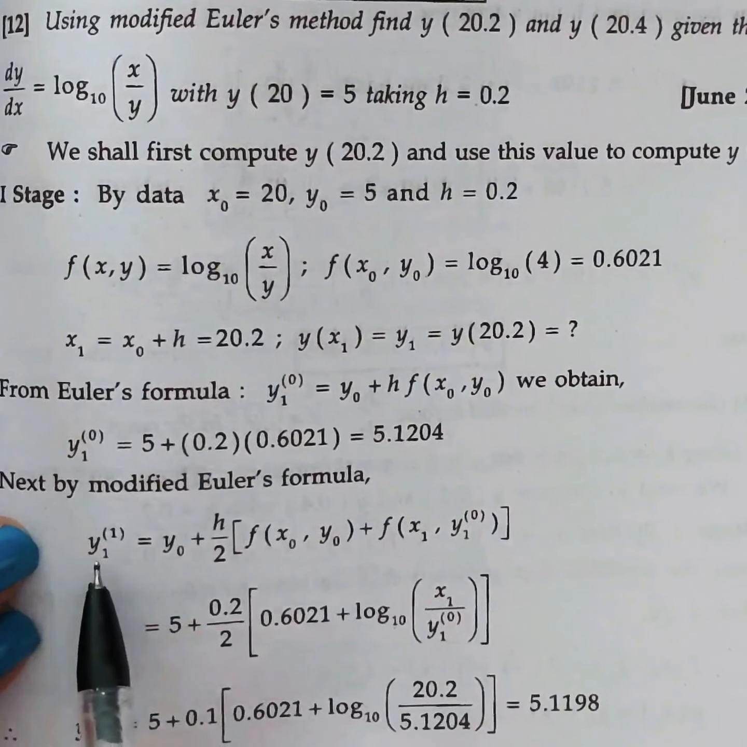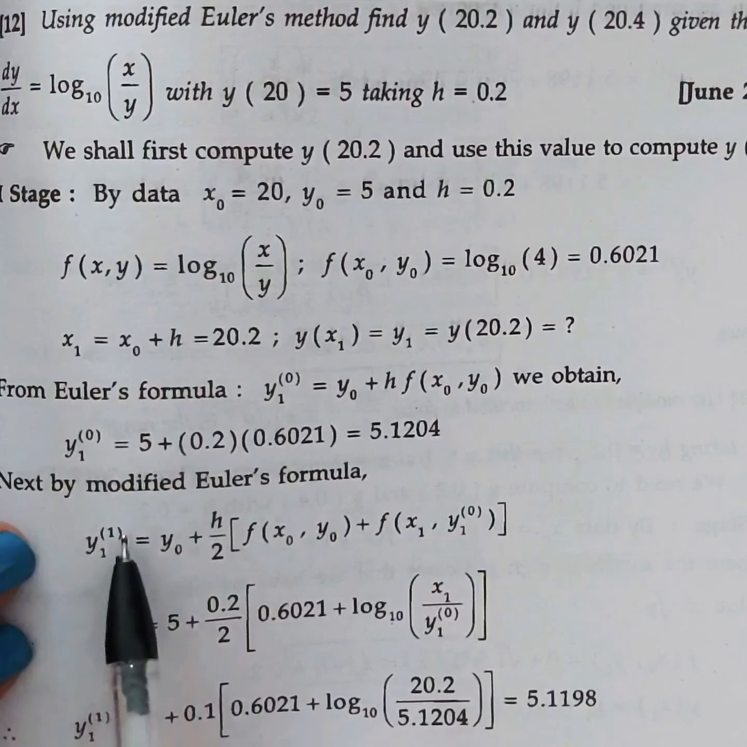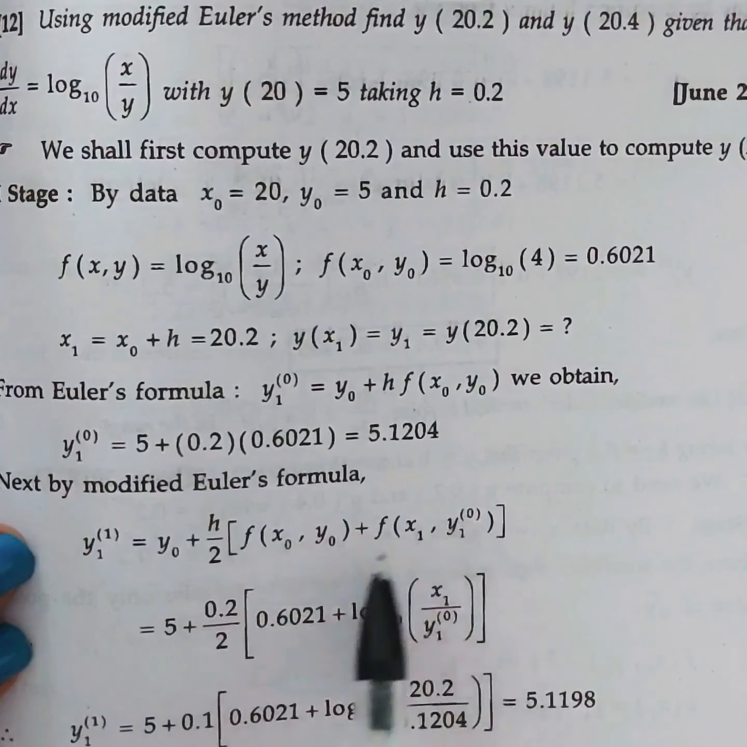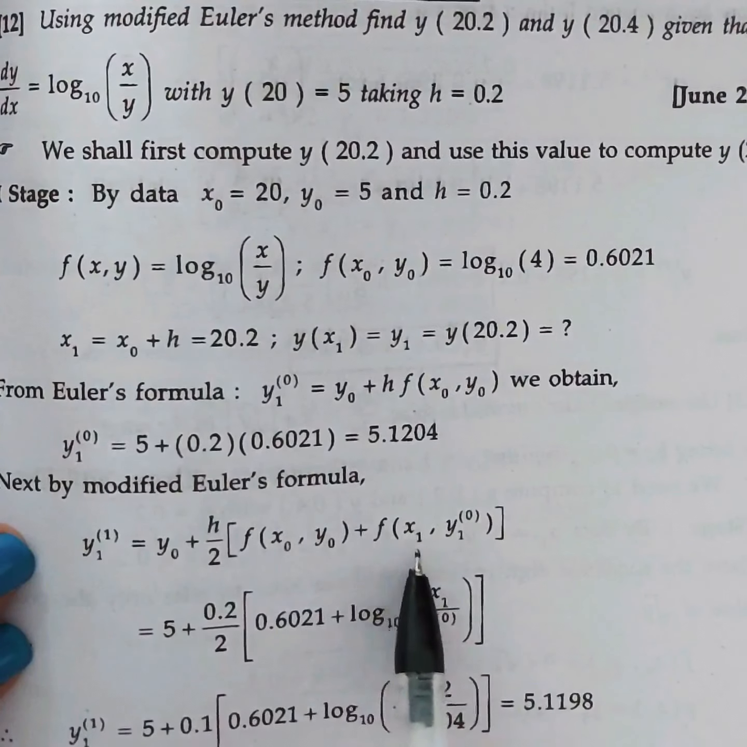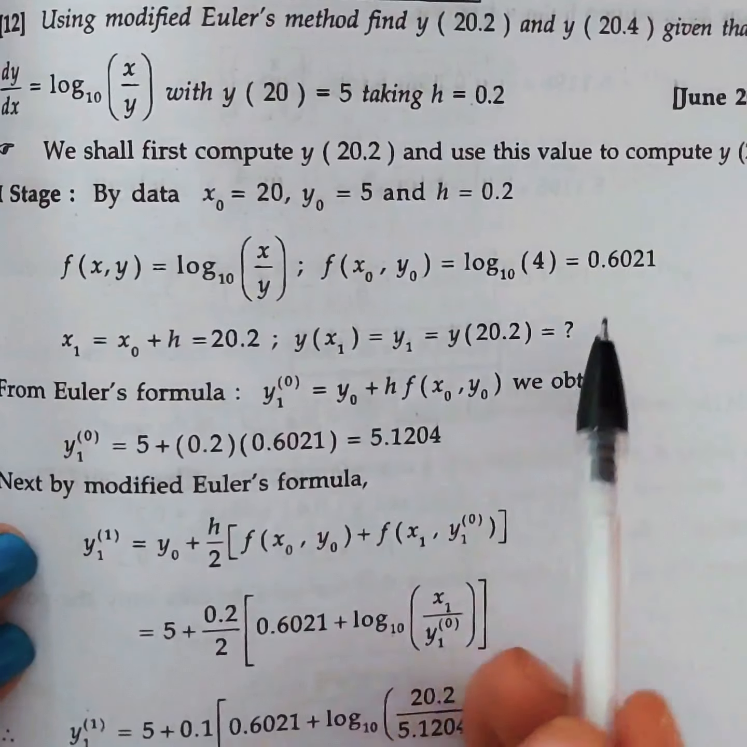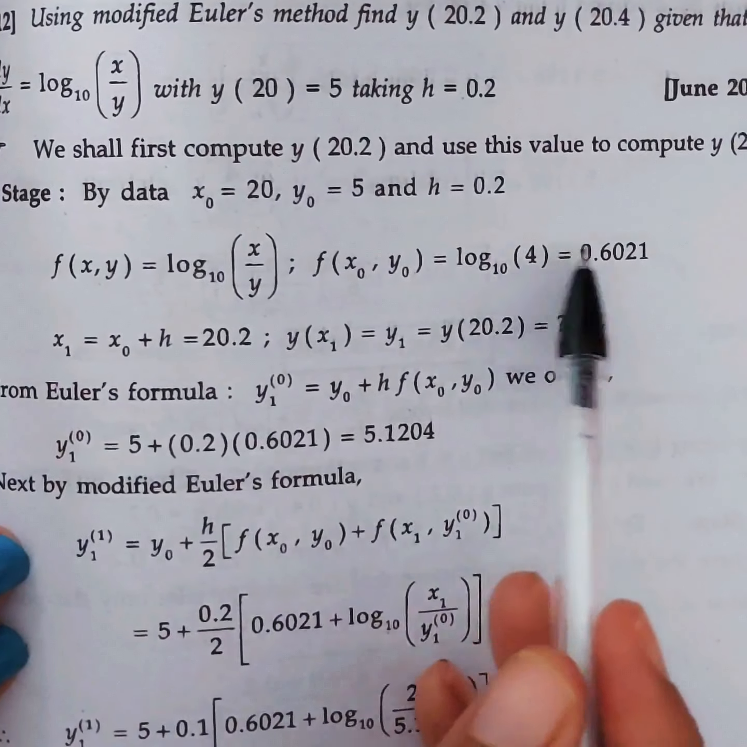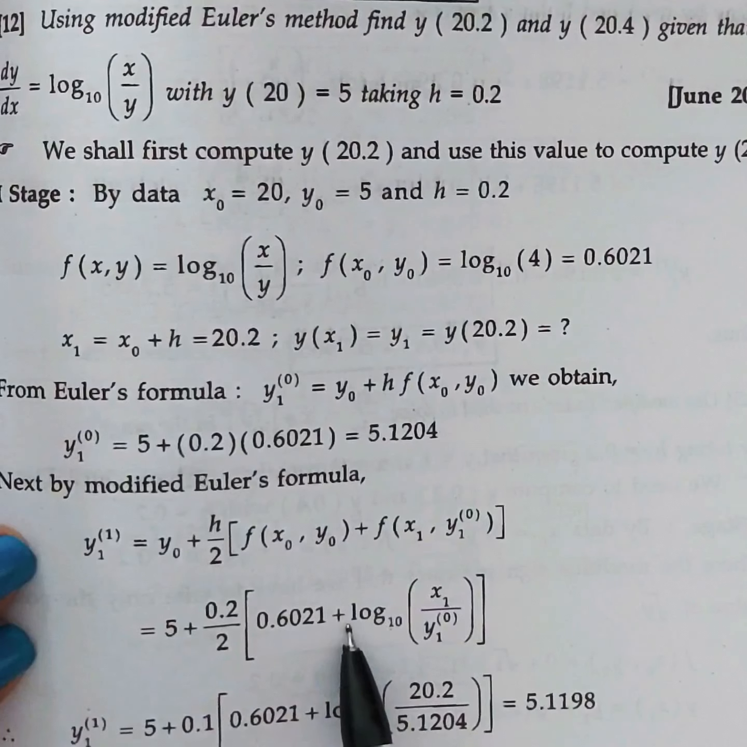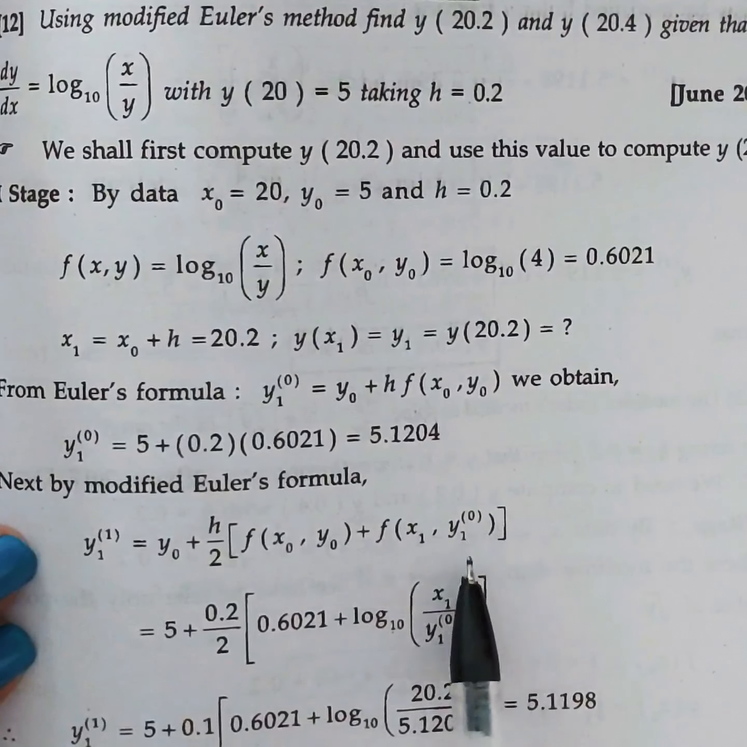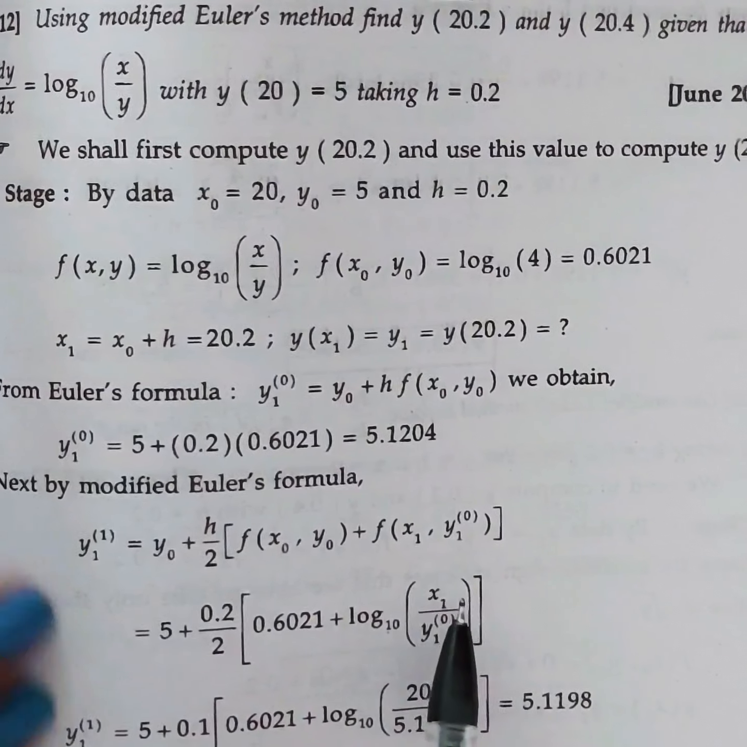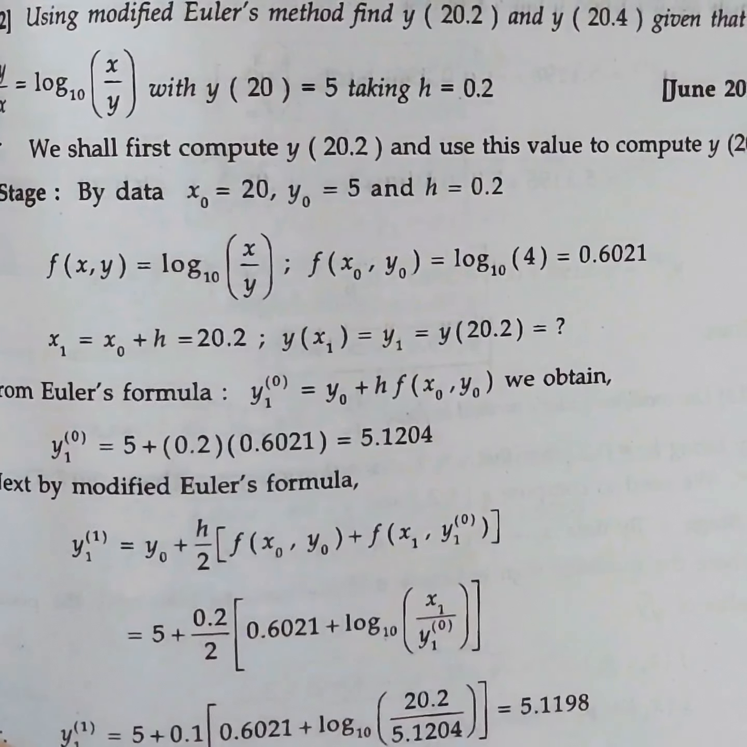approximations. See the first modification: y1 of 1 is equal to y0 plus h by 2 into the average of two slopes, f of x0, y0 plus f of x1, y1 of 0. f of x0, y0 you already found separately and you can put it in the box. So we are going to use this, plus f of x1 comma y1 of 0. What is my function? x by y. That is why we have written x1 divided by y1 of 0.